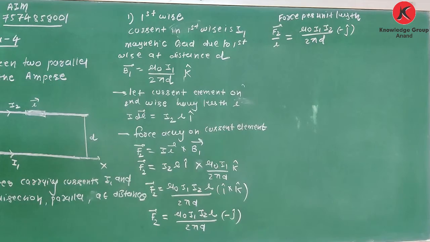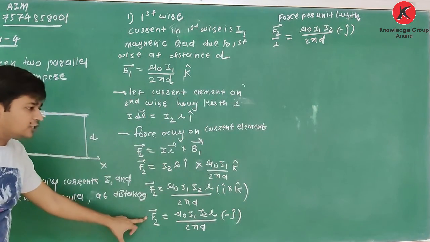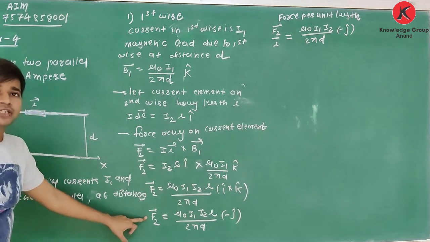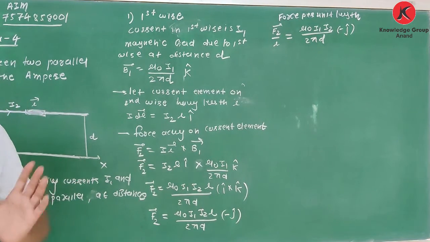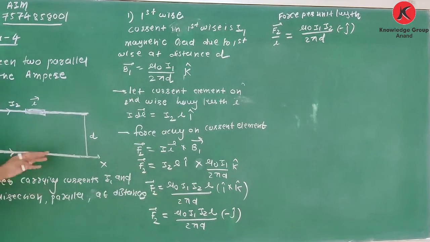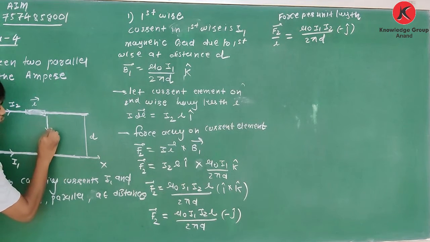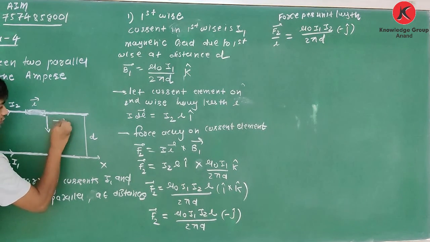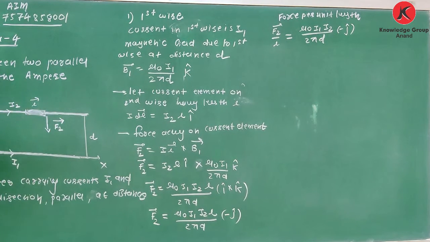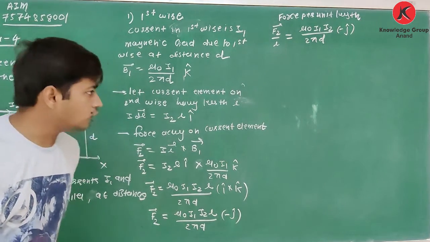Now see in the figure, here it is minus j caret, what does it mean? This force acting on the second wire is in minus j caret, means negative y direction, means on this element force F2 is acting in this direction. Clear about this?